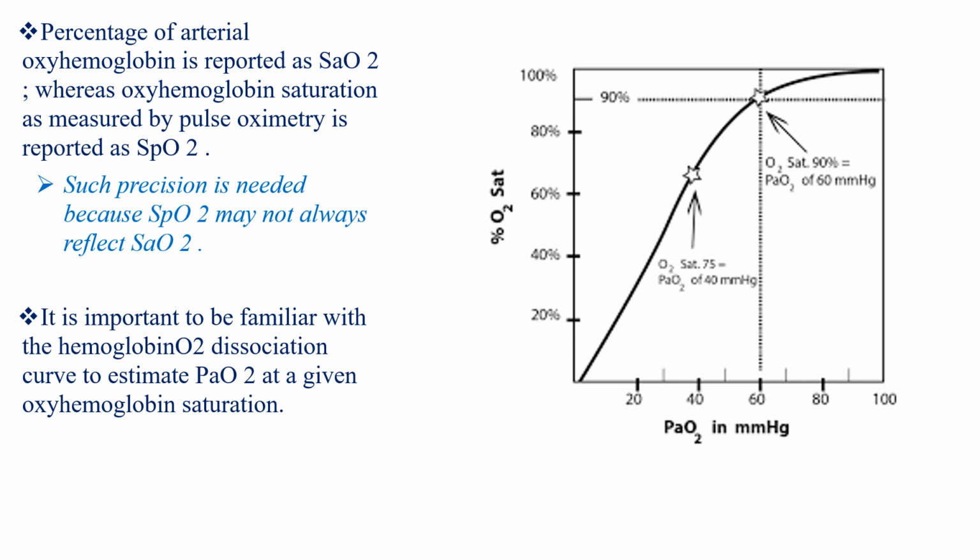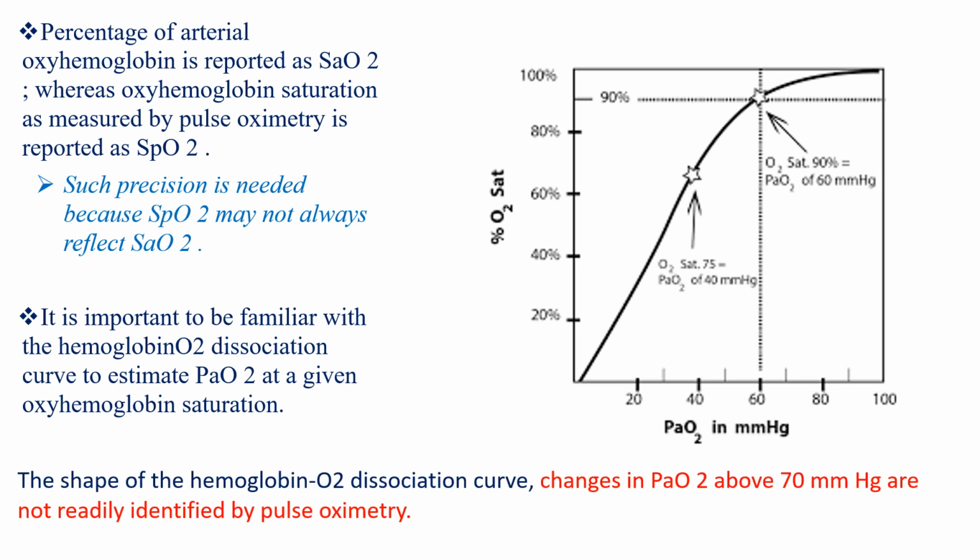It is important to be familiar with the hemoglobin oxygen dissociation curve to estimate partial pressure of oxygen at a given oxyhemoglobin saturation. As you see from the shape of the hemoglobin oxygen dissociation curve, changes in partial pressure of oxygen above 70 mm of mercury are not readily identified by pulse oximetry.